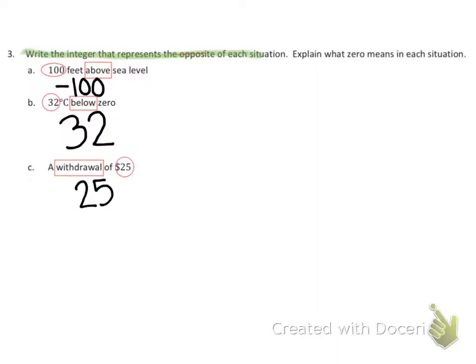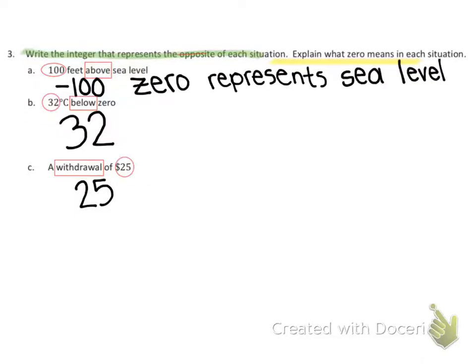And let's go back and see if we answered all the questions. We wrote the integers, the opposite. But now we need to explain what 0 means in each situation. So, for example, on letter A, in yesterday's lesson, we learned that 0 represents sea level.